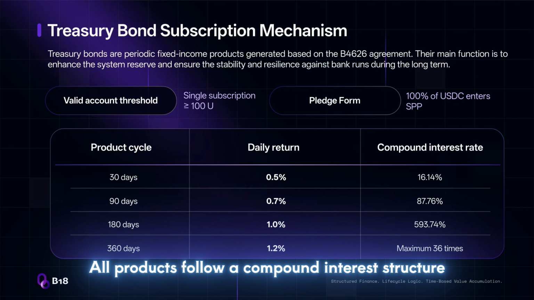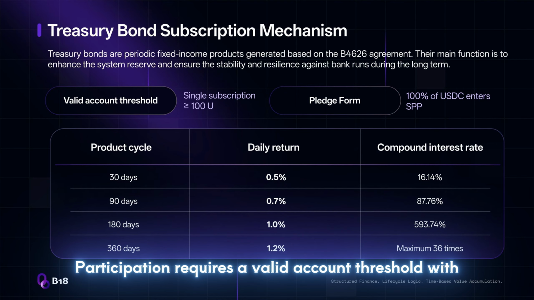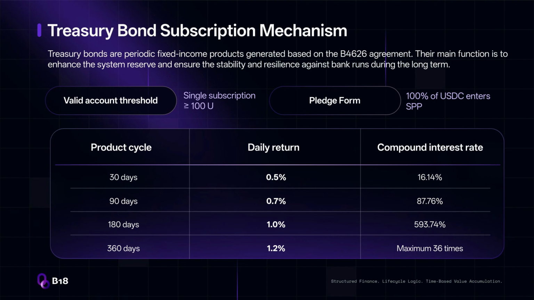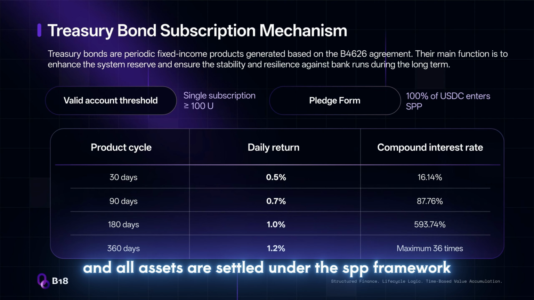All products follow a compound interest structure, with cumulative returns calculated over the full cycle duration. Participation requires a valid account threshold, with a minimum single subscription of 100 USDC. Subscriptions are made through a 100% USDC pledge, and all assets are settled under the SPP framework.